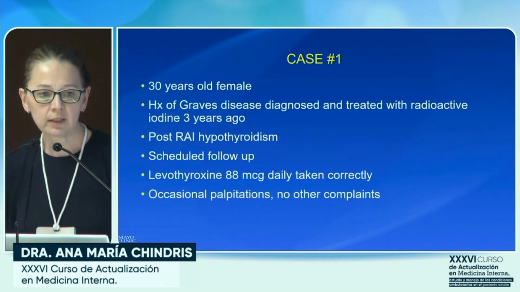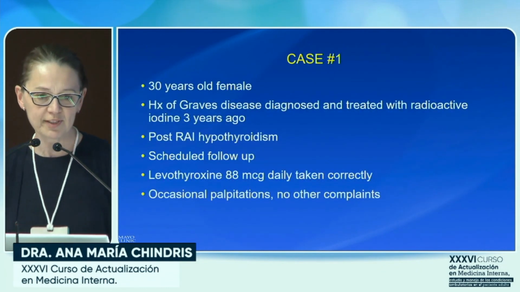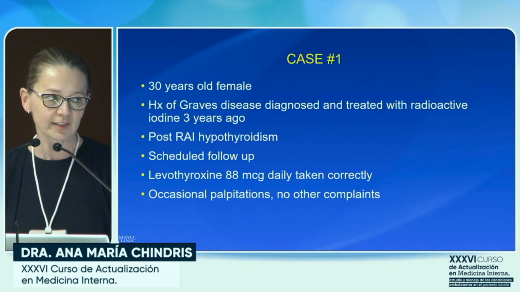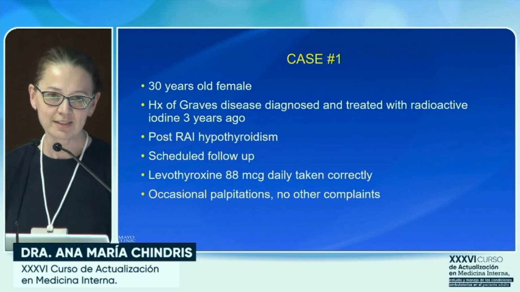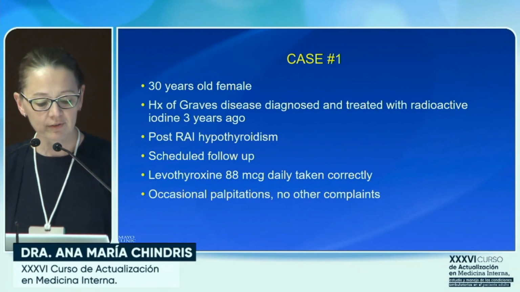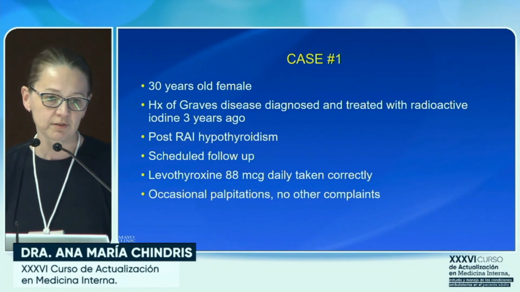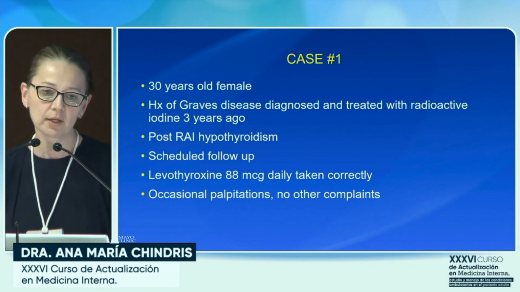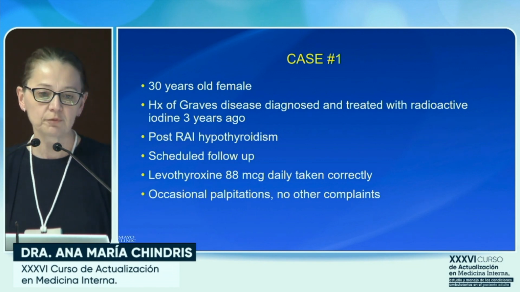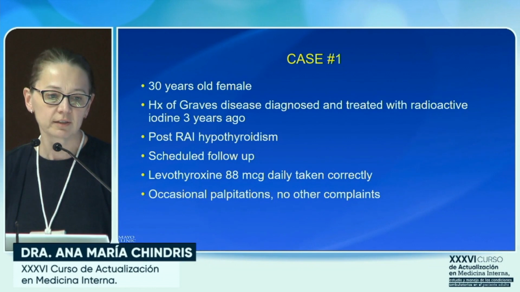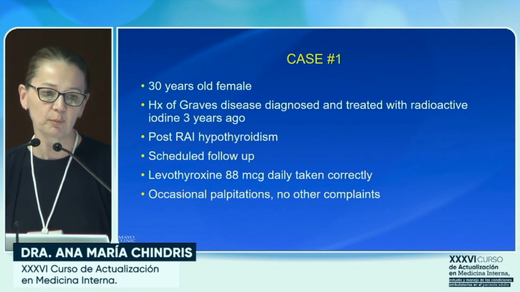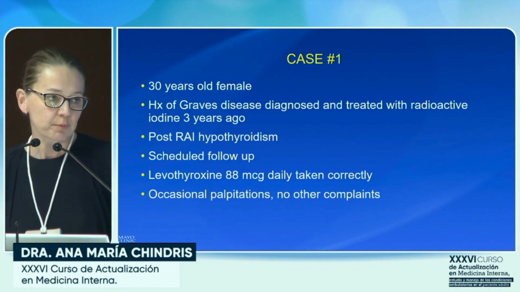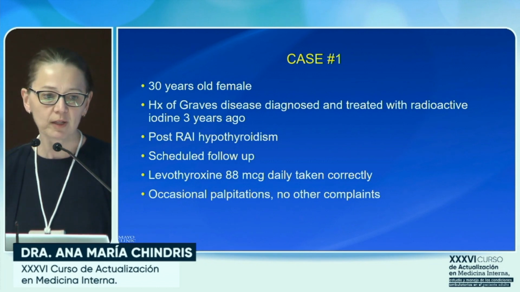So having said that, after this introduction, I just wanted to illustrate our challenges by presenting a few cases. And the first one is of a 30-year-old female with a history of Graves' disease. She was diagnosed approximately 3 years prior. She decided on treatment with radioactive iodine, and she developed post-RAI hypothyroidism. So she presents to the clinic for a scheduled follow-up.